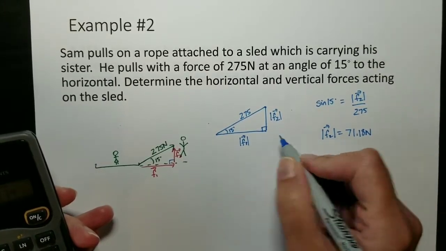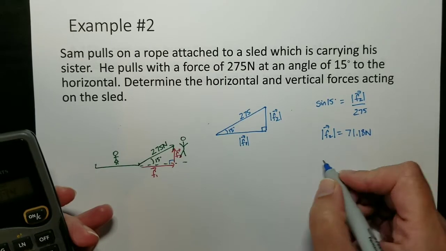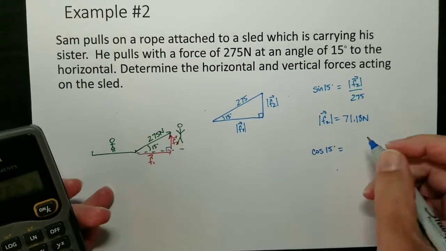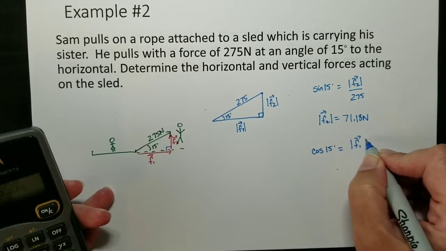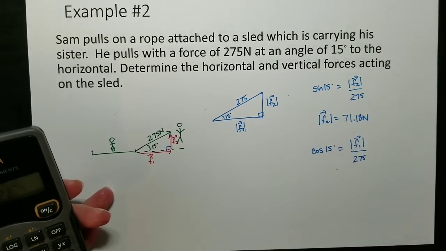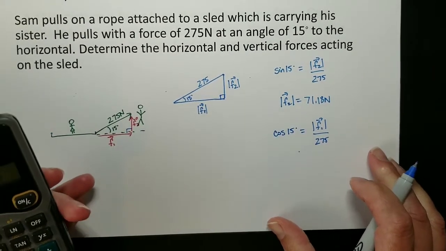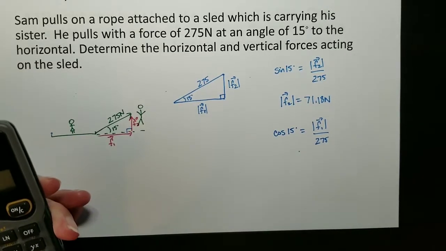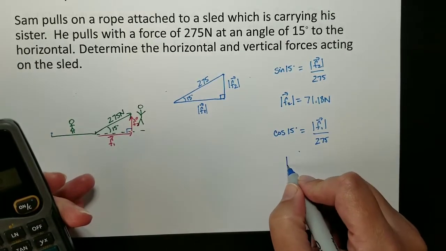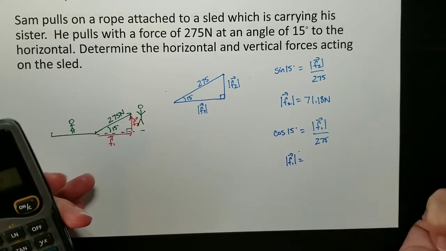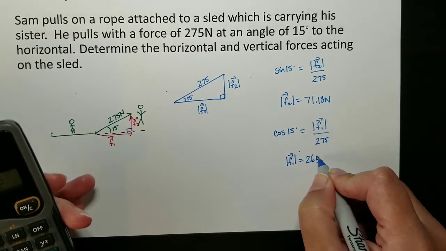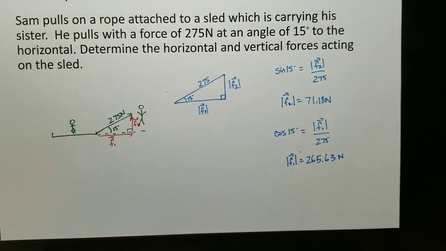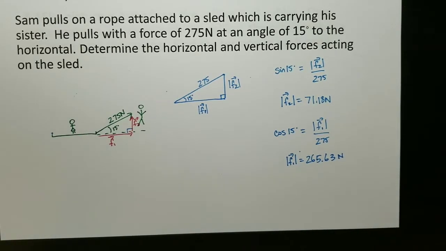And the cos will help me find F1. So cos 15 degrees equals the magnitude of F1 over 275. I don't really know why I did F2 before F1, but that's okay. So the magnitude of F1 is 265.63 newtons.